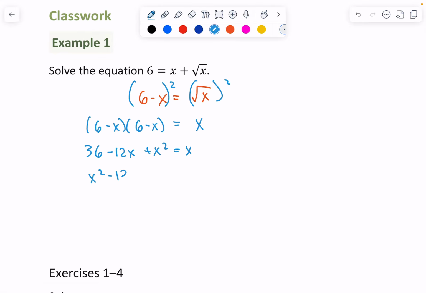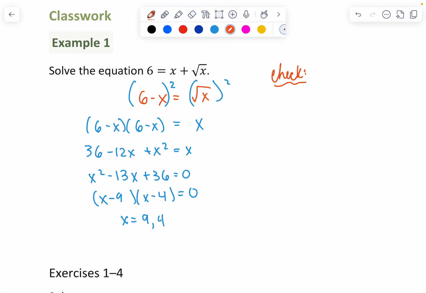So you get x squared minus 13x plus 36 equals 0. Two numbers that multiply to 36 but add to negative 13 are negative 9 and negative 4. The two solutions you get are 9 and 4, but when we check them back with the original, only one works.